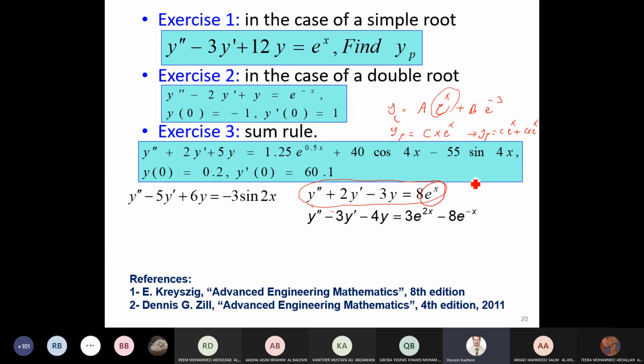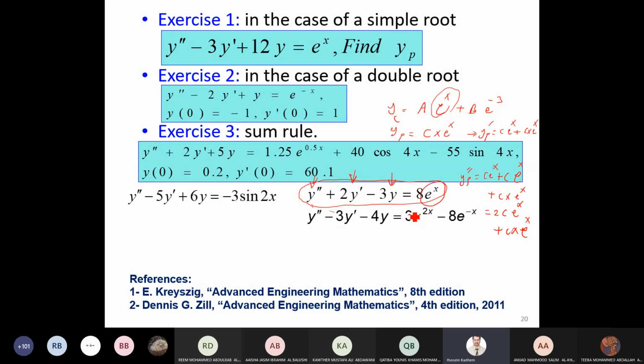Differentiate again to find yp double dash. Then I will find also c x exponential x derivative, it will be c exponential x plus c exponential x, so I can say c exponential x plus c x exponential x. Okay, so it will give, let me write it here, 2c exponential x plus c x exponential x.